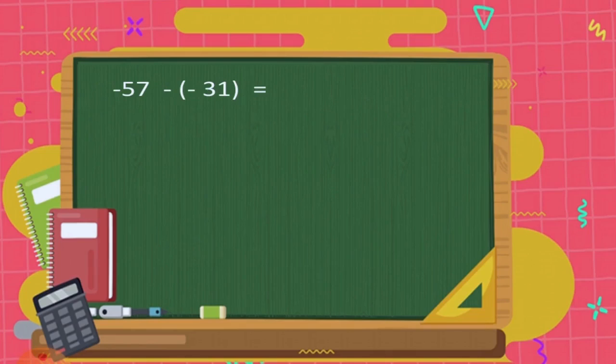Next example, negative 57 minus negative 31. This is negative 31, change it to positive 31. Unlike signs, so what will you do? Subtract the smaller from the greater. 57 minus 31 is negative 26. The sign of the greater addend is negative. That's why the final answer is negative 26.